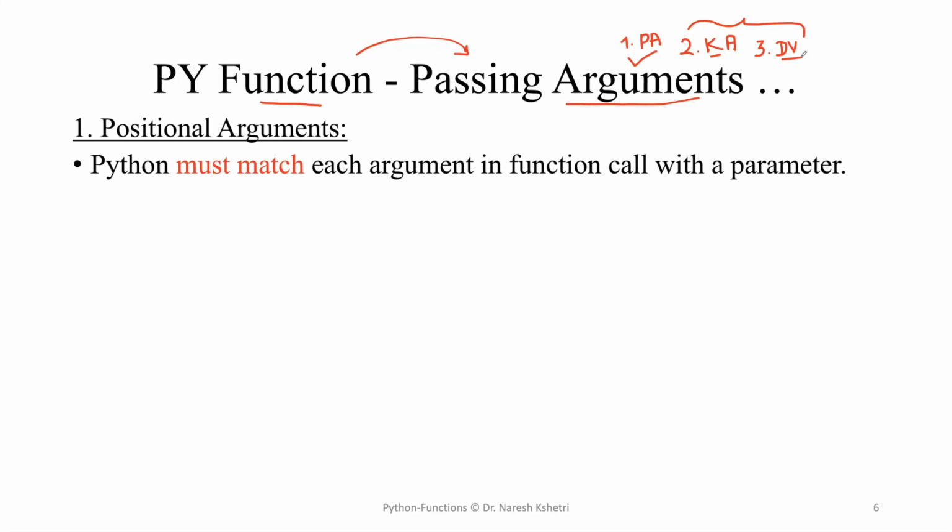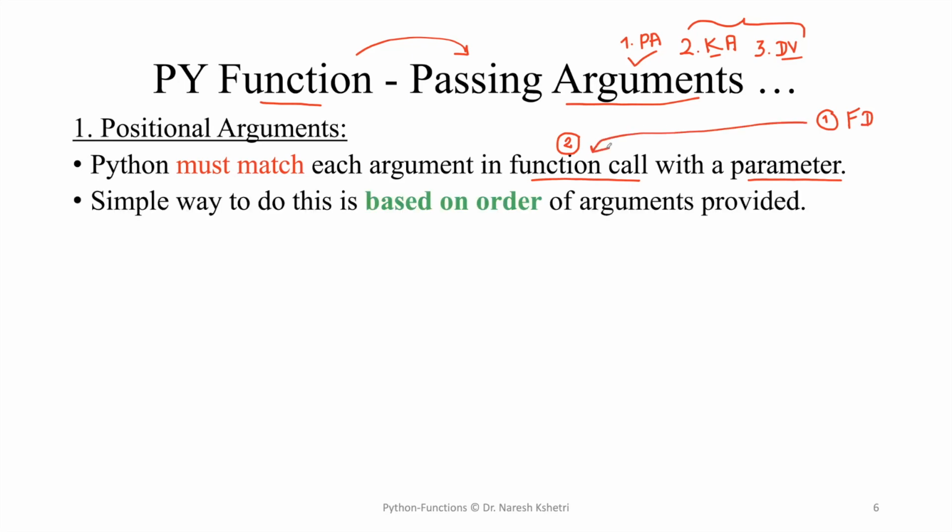The first thing: Python must match each argument in the function call with a parameter. While we are making the function call, and you all know the function call is the second step, whereas the first step is the function definition. We have to define the function first. We normally say that is a function definition, and that function definition must be matched according to the function call. So how we will see over here.